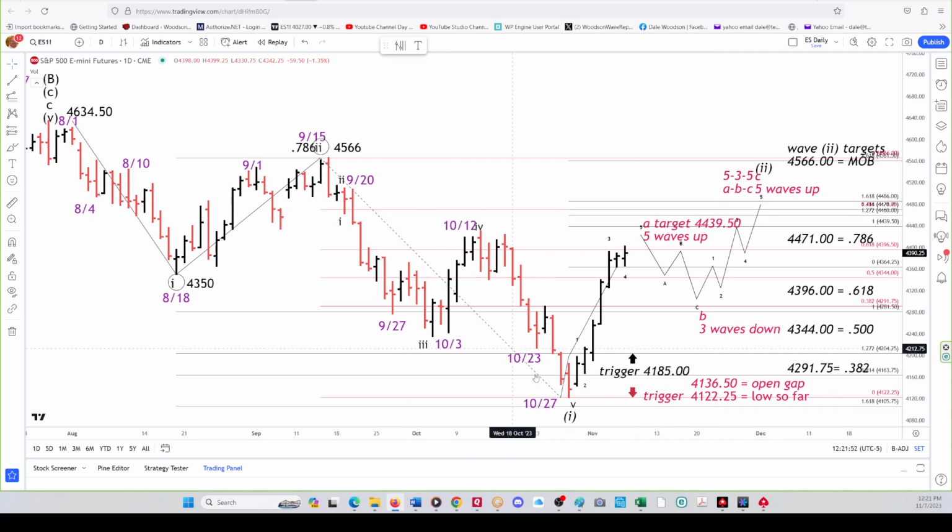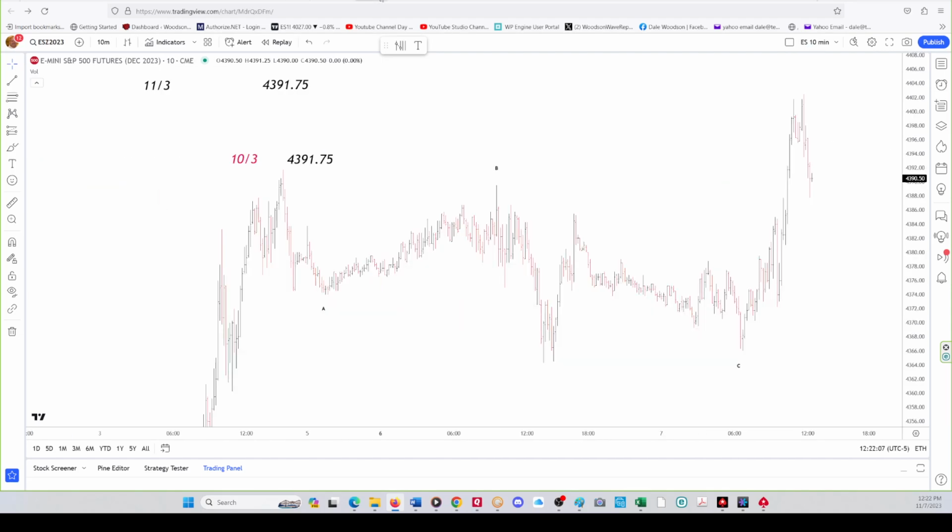Again, this whole move, this 5 up, 3 down, and 5 up, needs to stay below the 45.66 to be valid. That's where it's wrong. We always know where it's wrong to the 100th of a point. Okay, so let's get back to that ES 10 minute there. You can see there, that's what we're looking at, and that's what we put out to our subscribers earlier this morning.